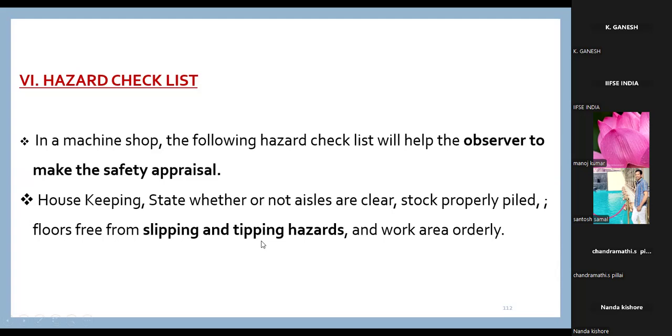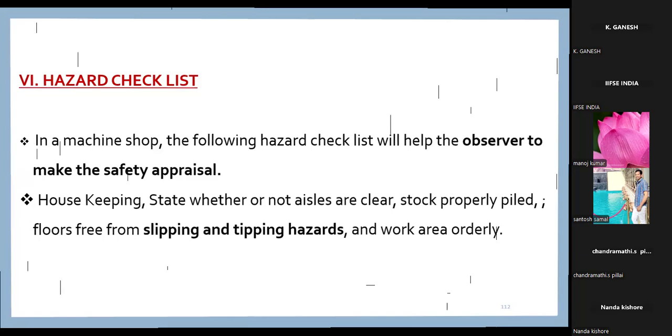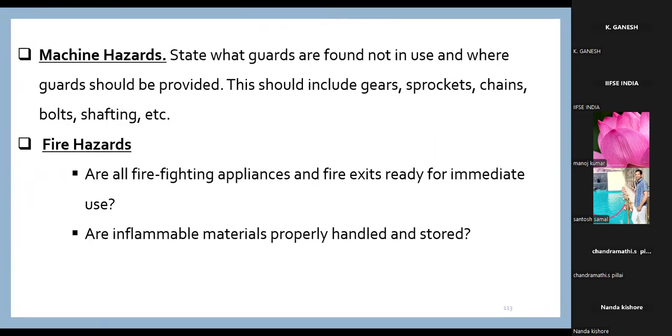Then, as our friend was telling, slipping and tripping hazards: if housekeeping is very proper, then most of the slipping and tripping hazards will be eliminated. Then machine hazards, state whether guards are not found. This includes the gears, pockets and chains and other things. This is a major problem in the construction industry. They bring a machine that is outdated without any guards. It is very problematic in the construction industry.